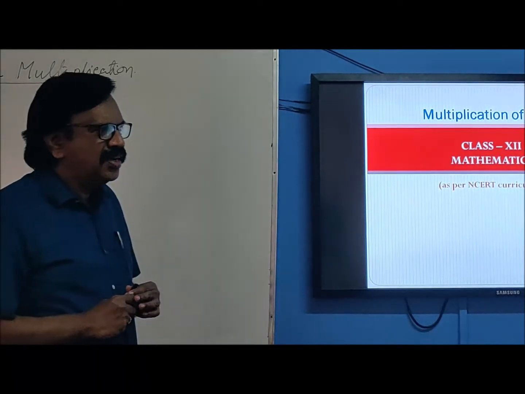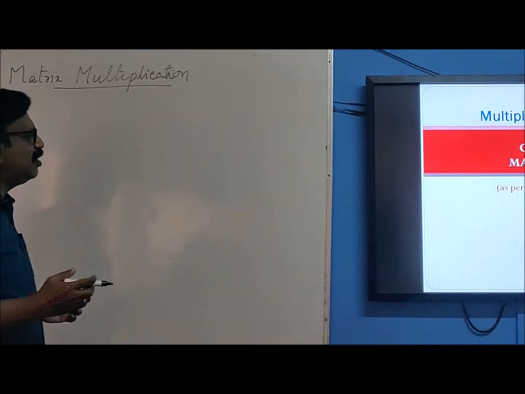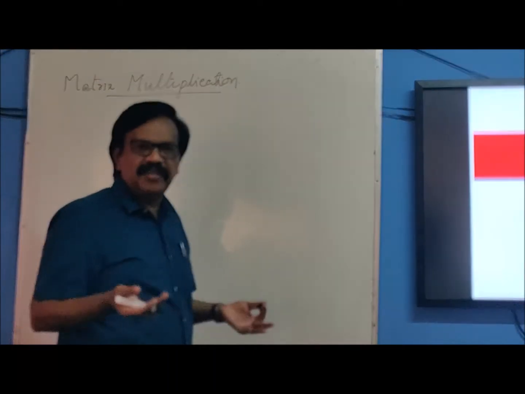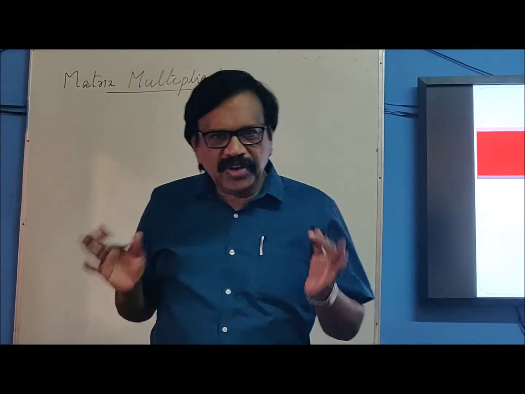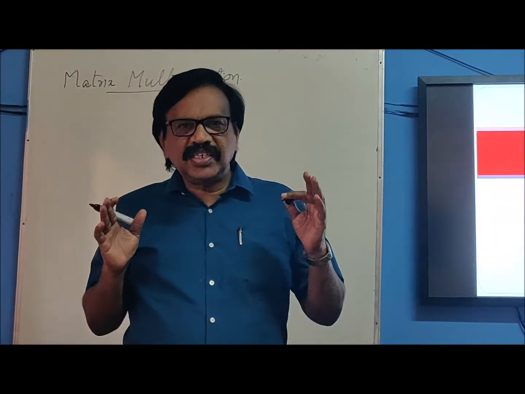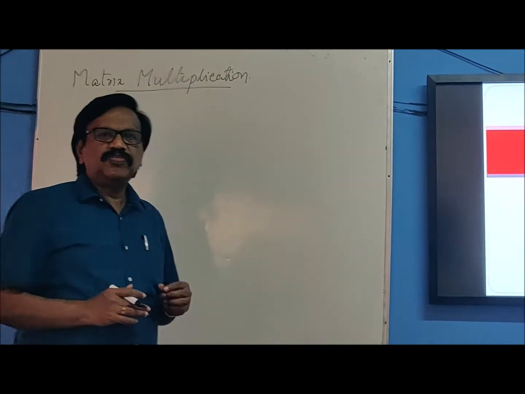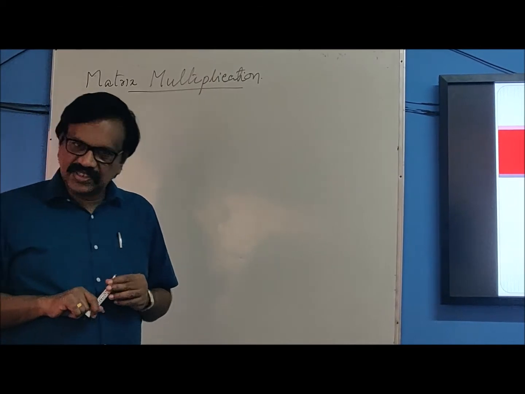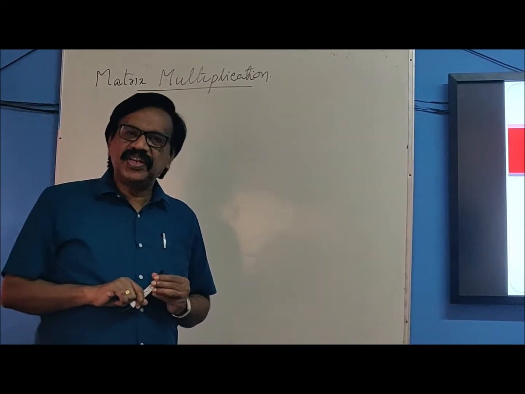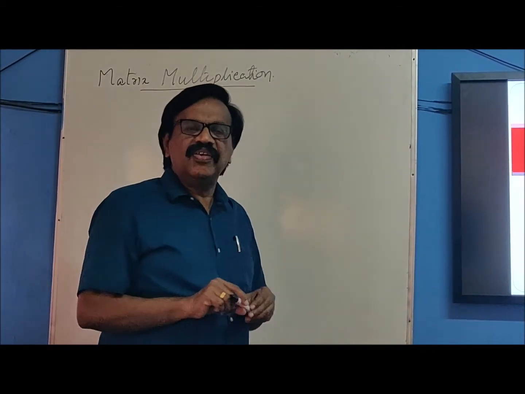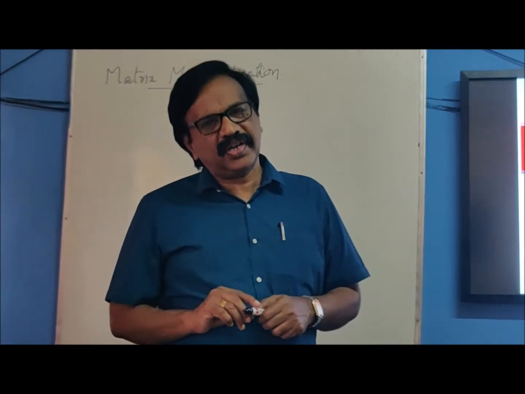Now you can see that we can multiply any two numbers at any time. We can multiply any two polynomials. We can multiply algebraic expressions. But when we multiply two matrices, there are certain conditions. The conditions are very important. Then only we can define the product of two matrices.